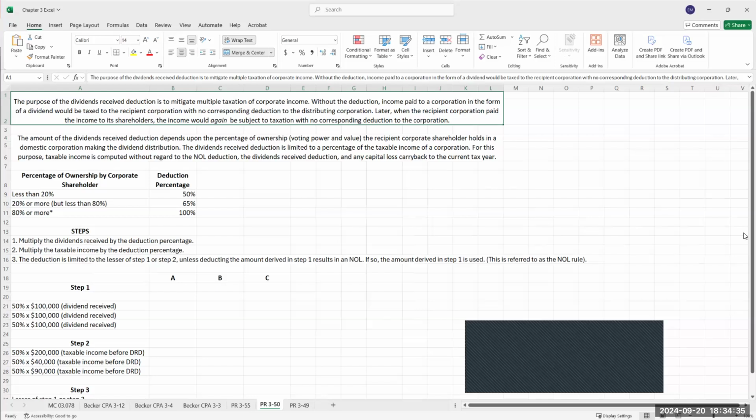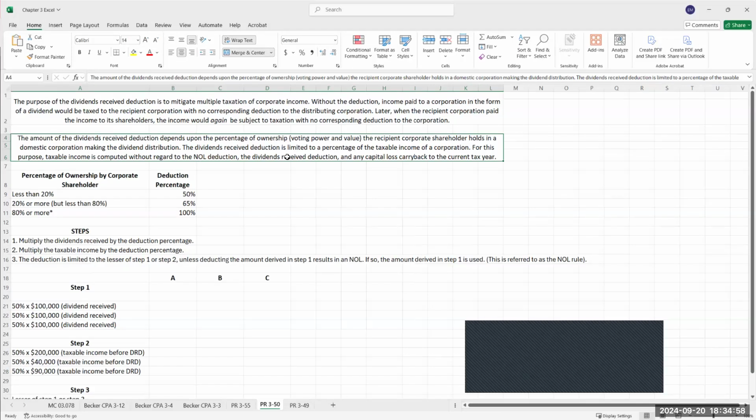Without this deduction, income paid to a corporation in the form of a dividend would be taxed to the recipient corporation with no corresponding deduction to the distributing corporation. Later, when the corporation pays the income to its shareholders, the income is again subject to taxation, right? So, again, this is one of the purposes of the dividends received deduction.